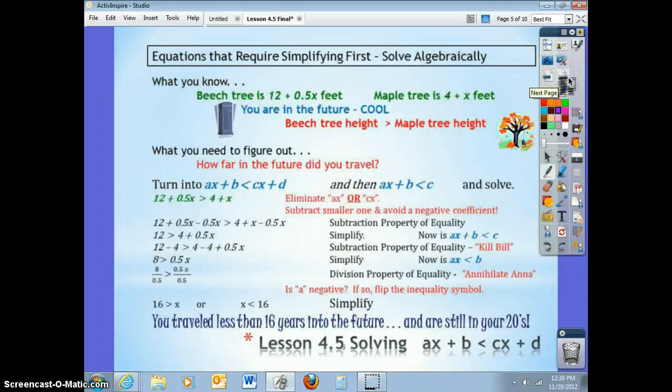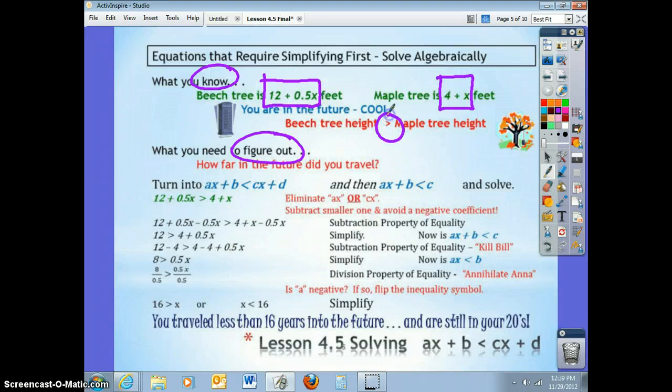Okay, so in word problems, I tell you, always write down what you know and what you need to figure out. What we know is that this is the equation for the beech tree, and this is the equation for the maple tree. We also know we've gone into the future, and that in the future, the beech tree is still taller than the maple tree. What we need to figure out is how far did we go?